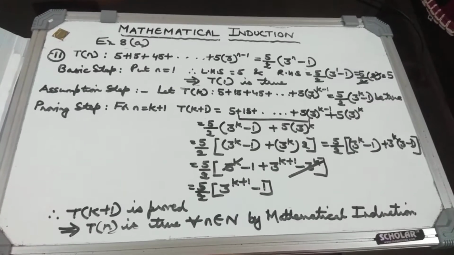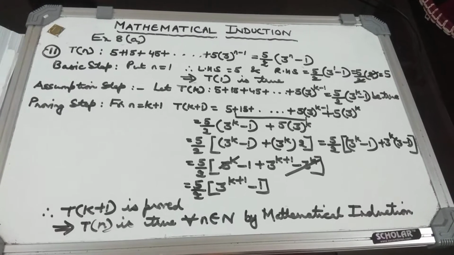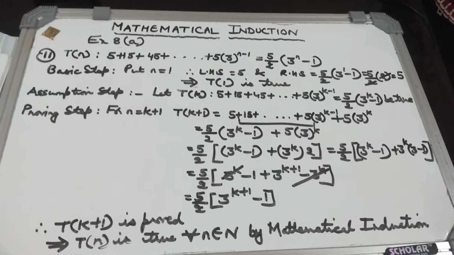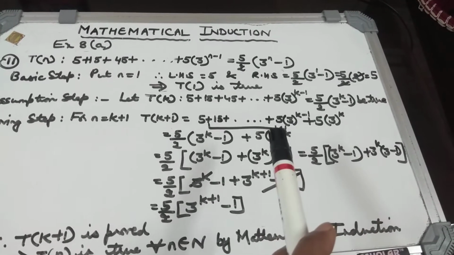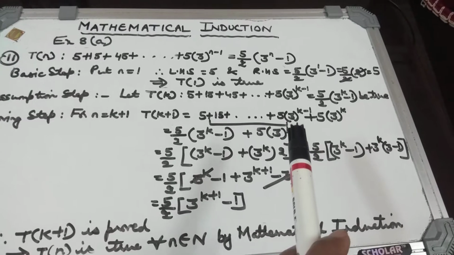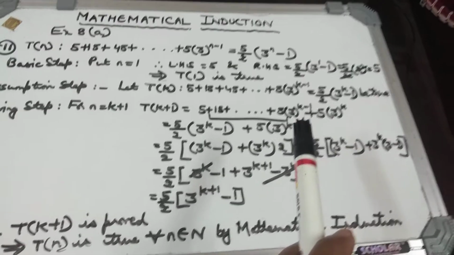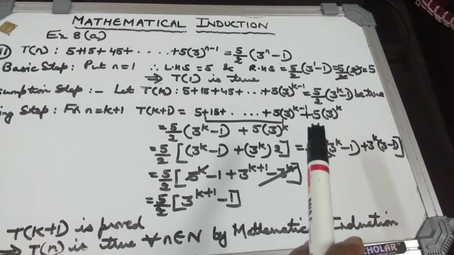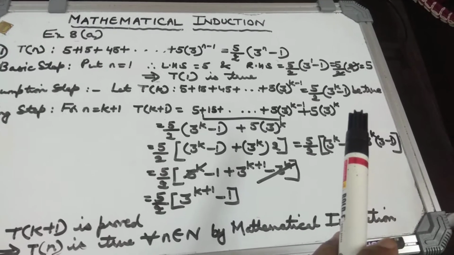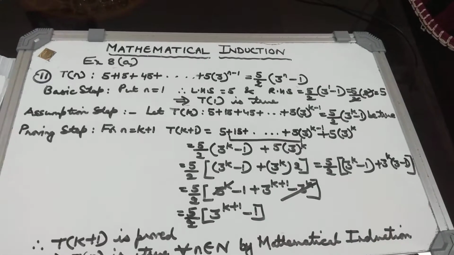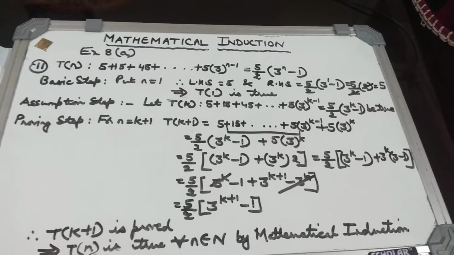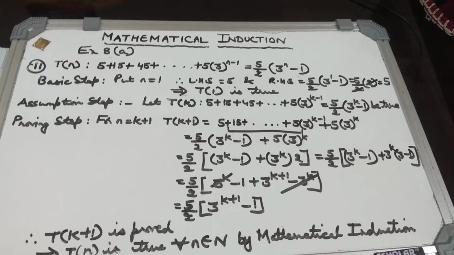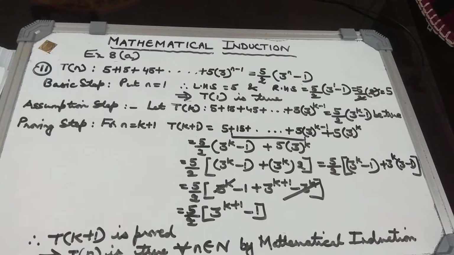Now assumption step, let Tk be true. If Tk is to be true, we will write a statement as follows: 5 plus 15 plus 45 plus 5 into 3 to the power k minus 1. On the left hand side, replace n by k and do the same on the right hand side. 5 by 2 within bracket 3 to the power k minus 1 be true. Now comes the proving step. We will make use of the first two steps somehow in simplification so as to complete the proving step.